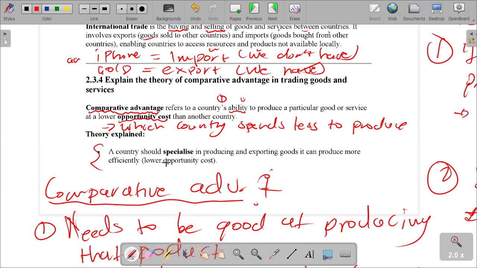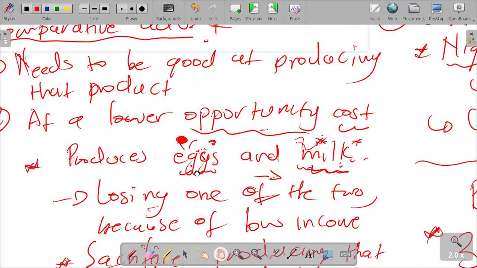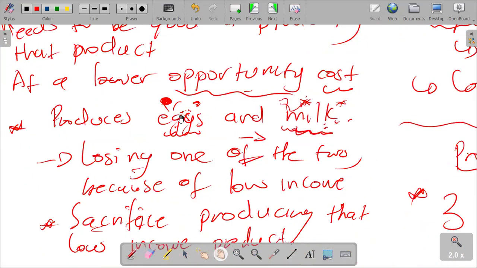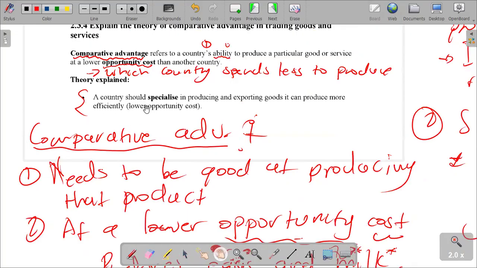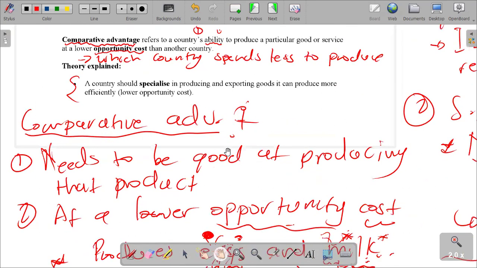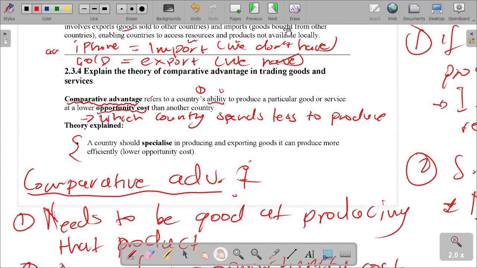So here's the theory. A country should specialize in producing and exporting goods it can produce more efficiently. This is where we come to the eggs and the milk. If your country is better at producing eggs, rather focus on producing eggs and sacrifice the milk, because the milk is not bringing in much income. So a country should specialize in producing and exporting goods it can produce more efficiently. In this case, it will be your eggs. So that is your comparative advantage.